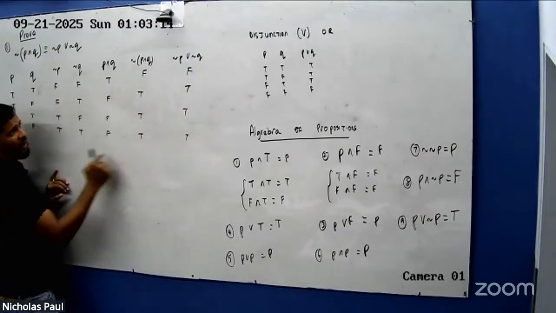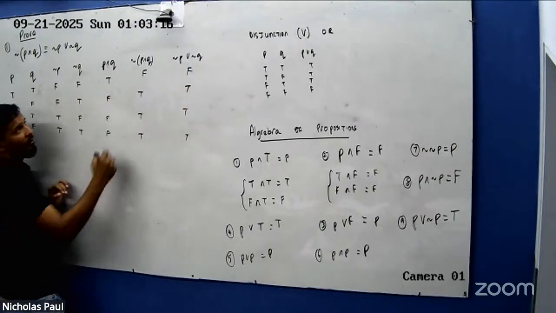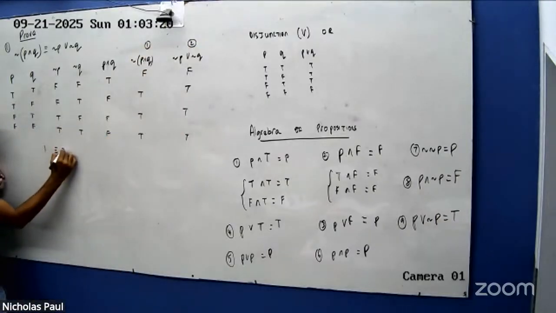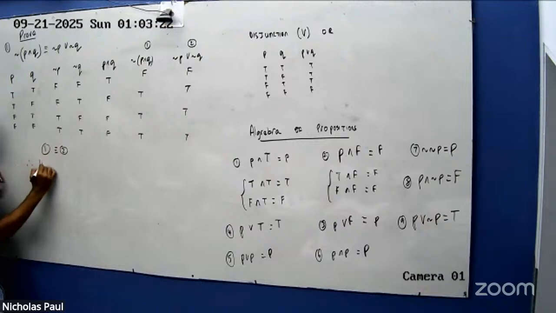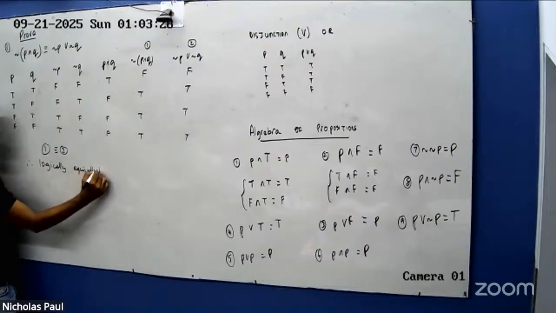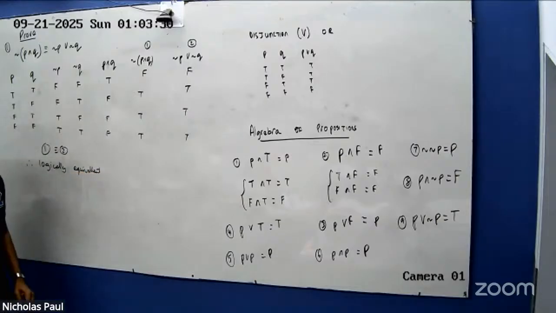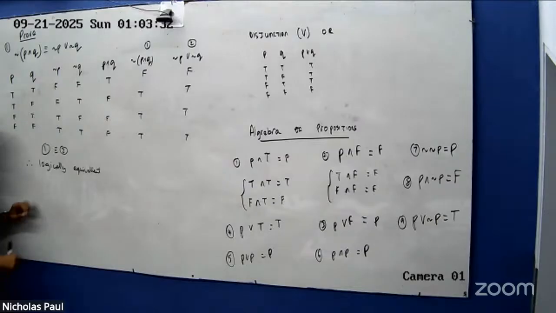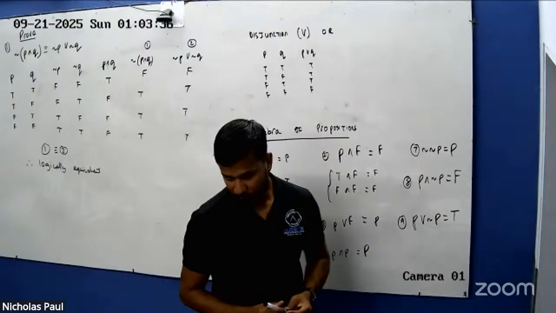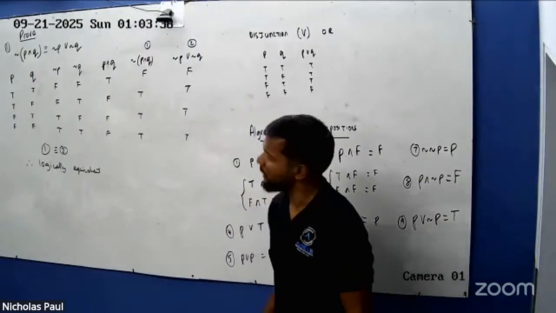Are they logically equivalent? Right? Everything here and here is the same. So 1 is equivalent to 2. Therefore, logically equivalent. Known as De Morgan.